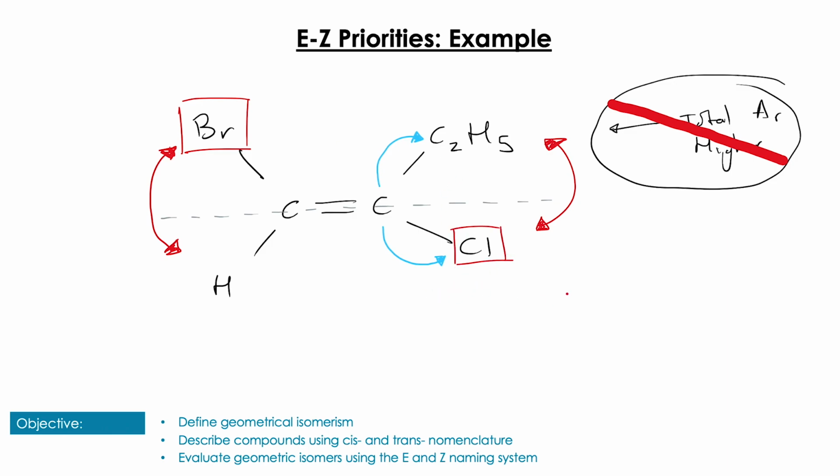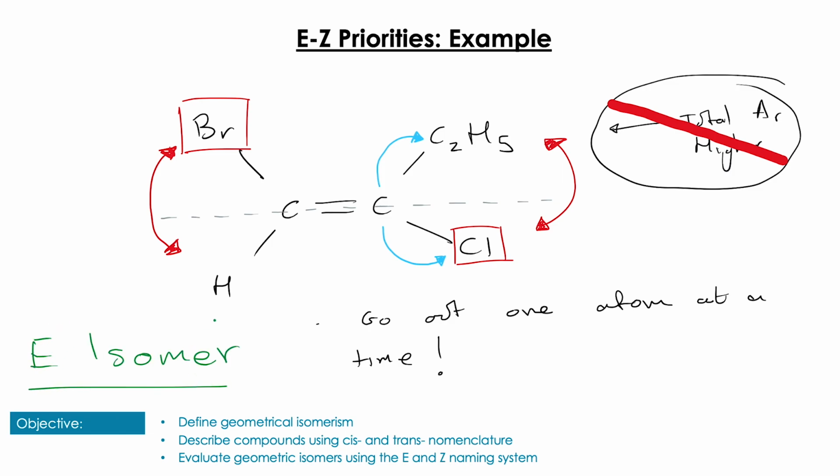So it's important we only go out 1 atom at a time to be able to evaluate our priority. We're not doing the whole group. We go 1 atom at a time. So that means in this case, we of course have the E isomer because the priority groups are on the opposite sides of the double bond.